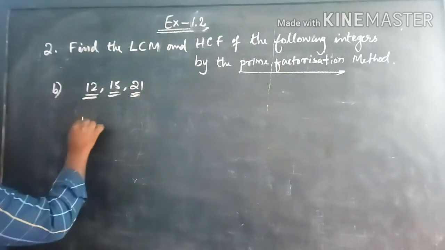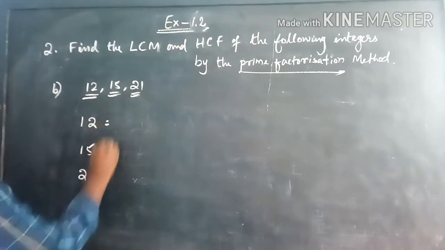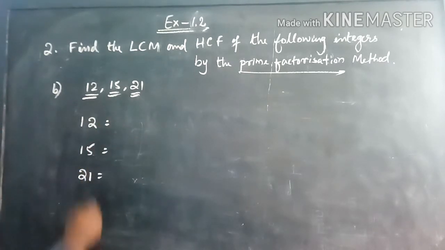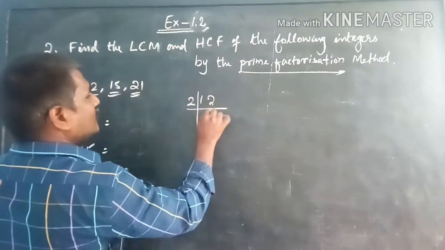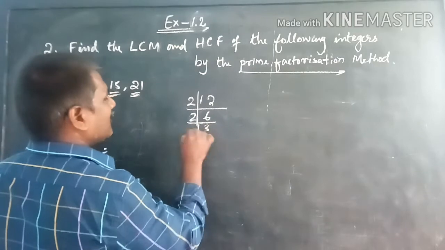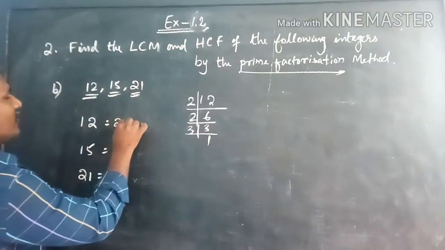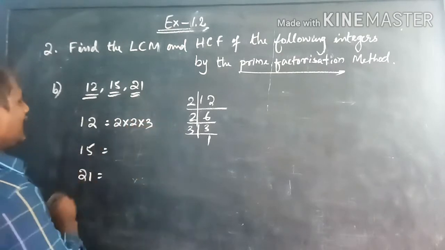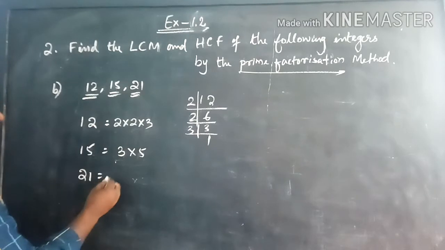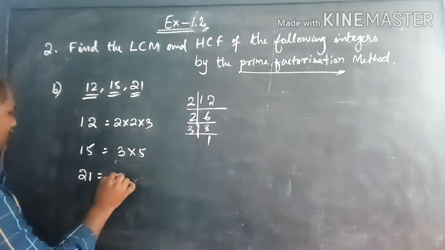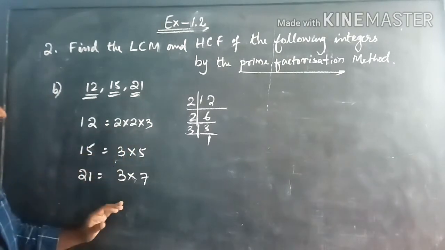Let us start. First you have to write 12, 15 and 21. Similarly, as before, 12 can be written as 2 times 6, 2 times 3, 3 times 1. Now 12 can be written as the product 2 into 2 into 3. Similarly, 15 can be written as 3 into 5, and 21 can be written as 3 into 7. So all these are the products of prime factors of the given numbers.